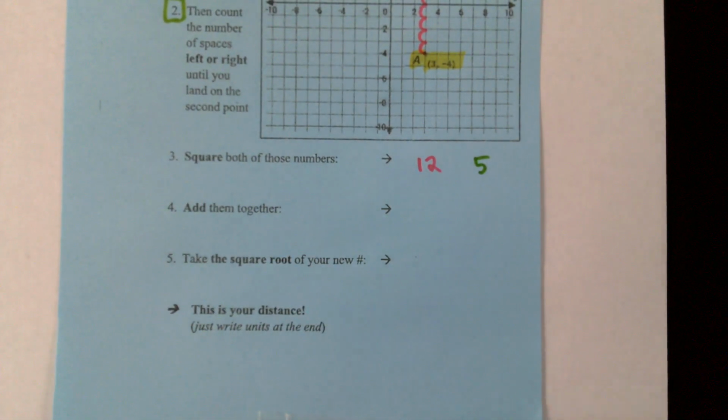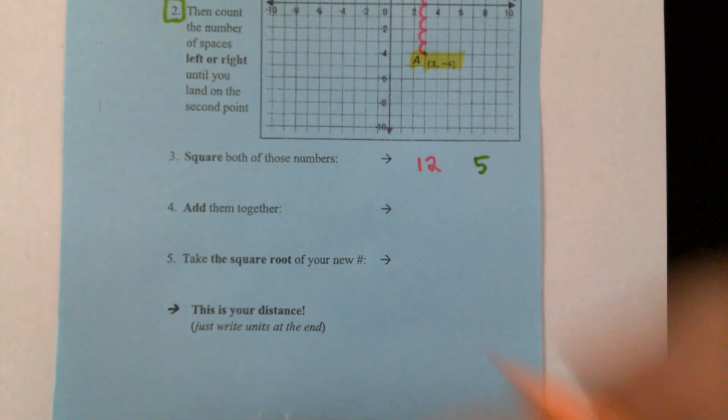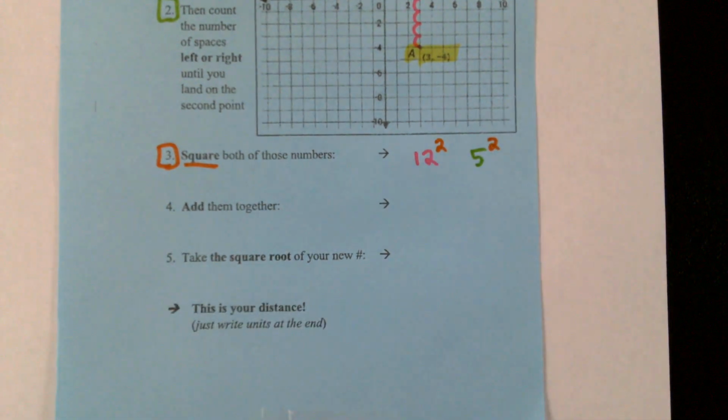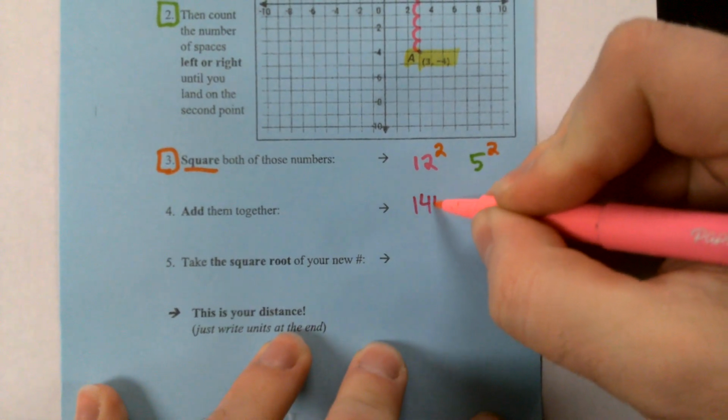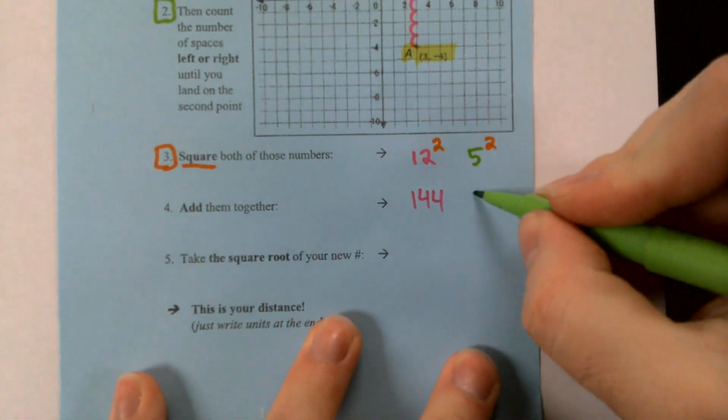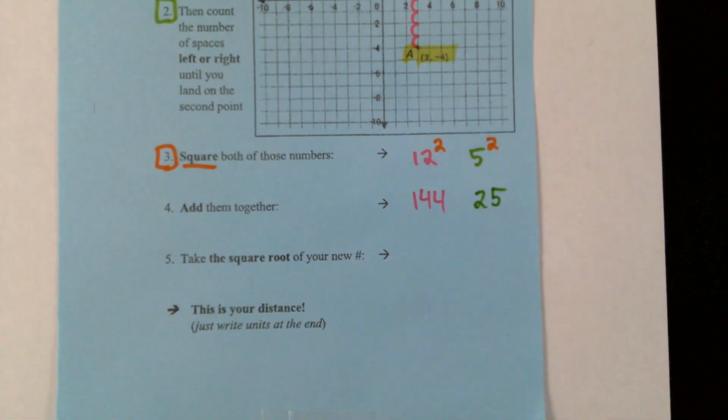and we're going to, let me get a different color here. If we're going to square them, right, we're going to take 12 squared, and we're going to take 5 squared. What is 12 squared going to give us? 144. And what is 5 squared going to give us? 25. Thank you. I'm going to stop right there.